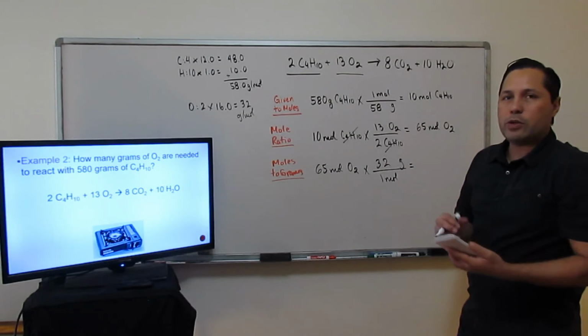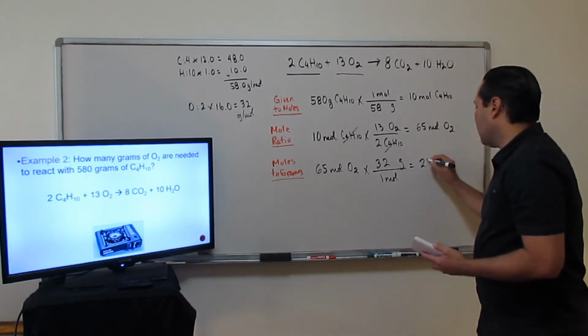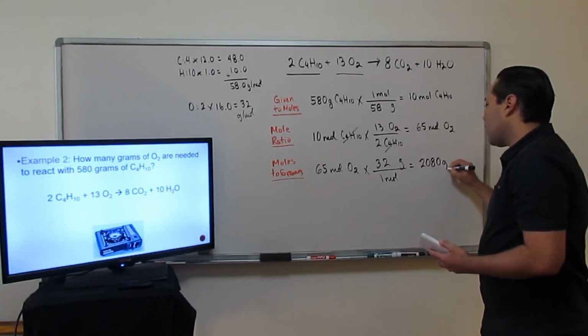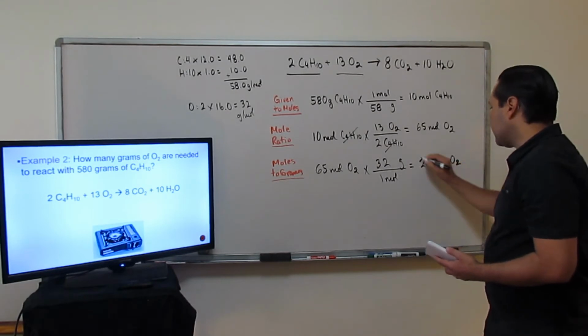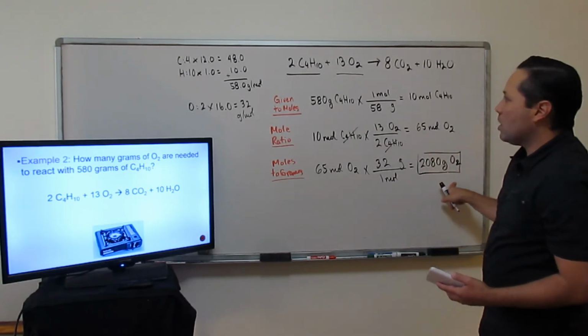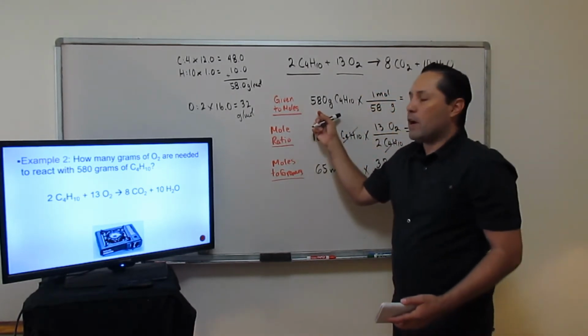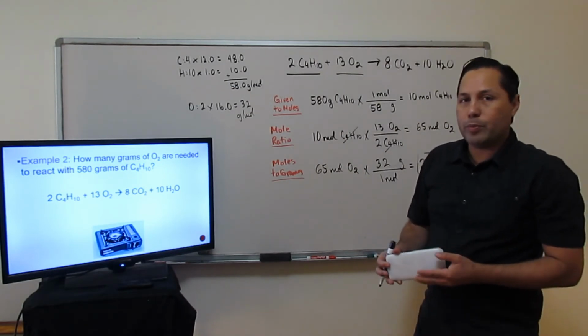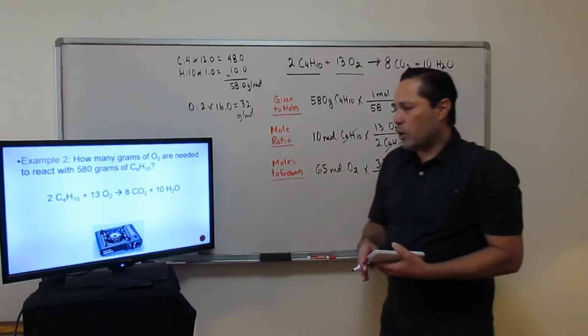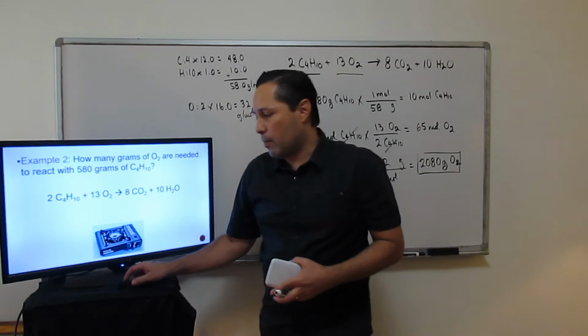So our answer is 2,080 grams of oxygen gas. That's how many grams of oxygen gas you would need to react with 500 grams of butane gas. Let's go ahead and keep on moving to our next example.